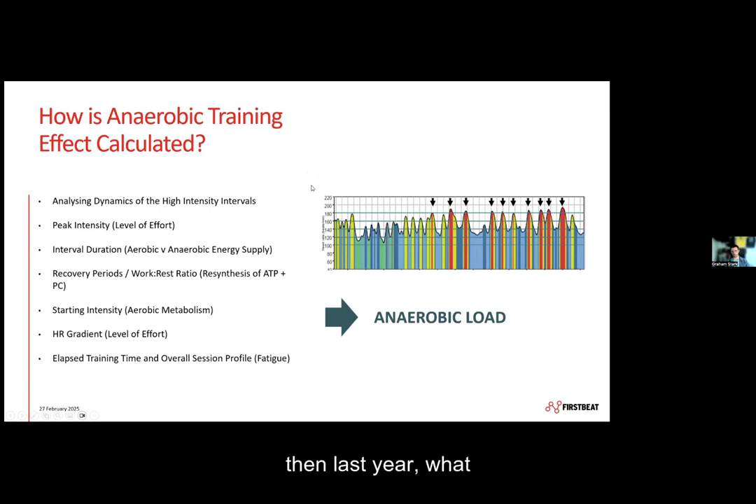And then lastly, what training time has elapsed and what fatigue will have accumulated over the session come into whether work later on in the session can actually be aerobic or anaerobic. So all of those factors get bunched in together, and the incredibly clever algorithms work out what proportion of the work has been anaerobic.